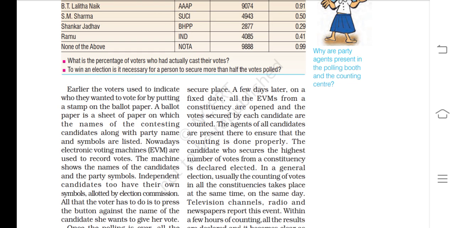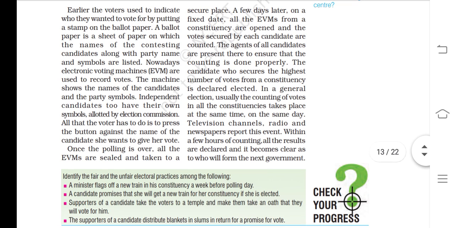In a general election, usually the counting of votes in all the constituencies takes place at the same time, on the same day. Television channels, radios and newspapers report even this event. Within a few hours of counting, all the results are declared. It becomes clear as well who will form the next government.